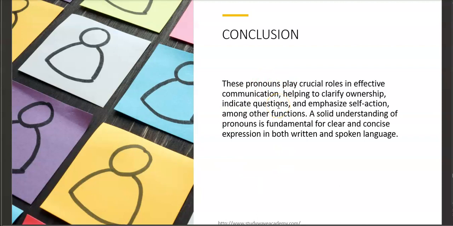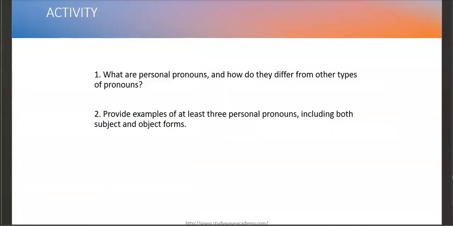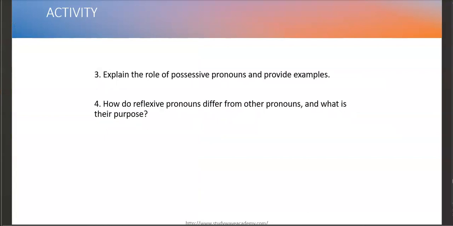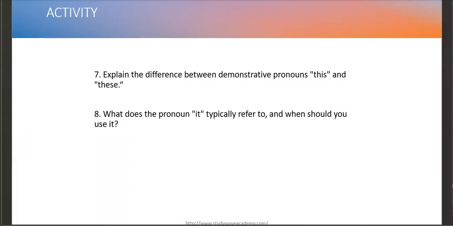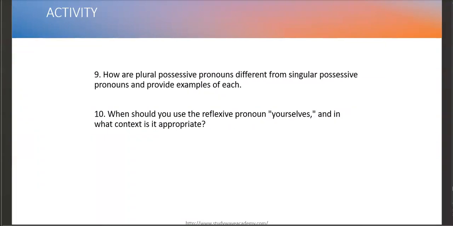So a solid understanding of these pronouns is fundamental for clear and concise expression in both written and spoken language. When we write and when we speak, we majorly use these pronouns, and we have to know how to use them very well. That's why we learn about them. So just to end our class, we have this small activity here. We have 10 very simple and fun questions that I expect us to work on.